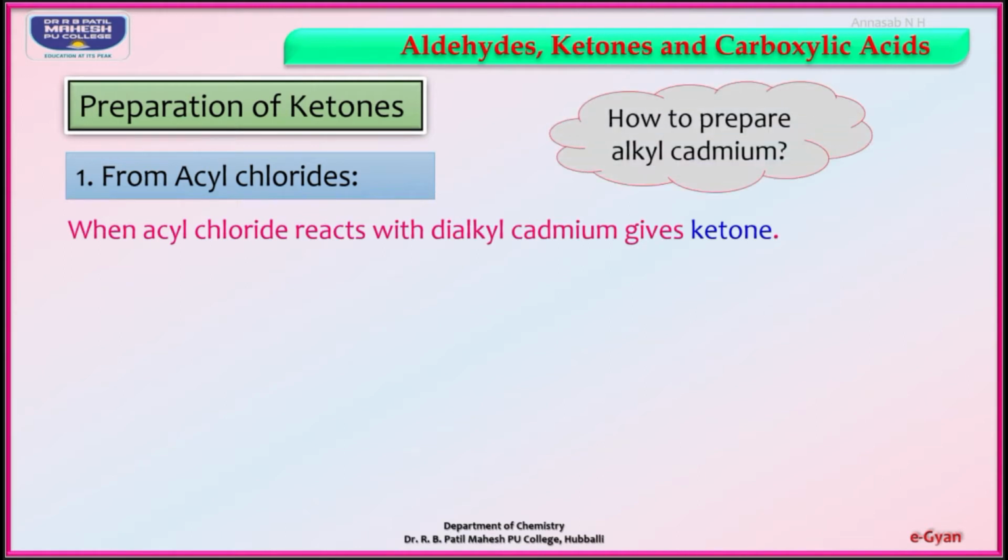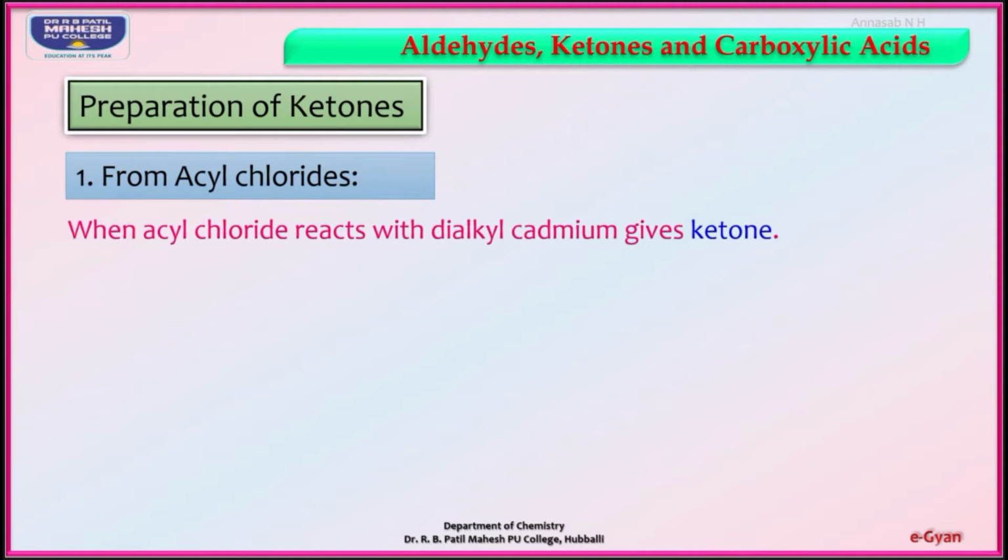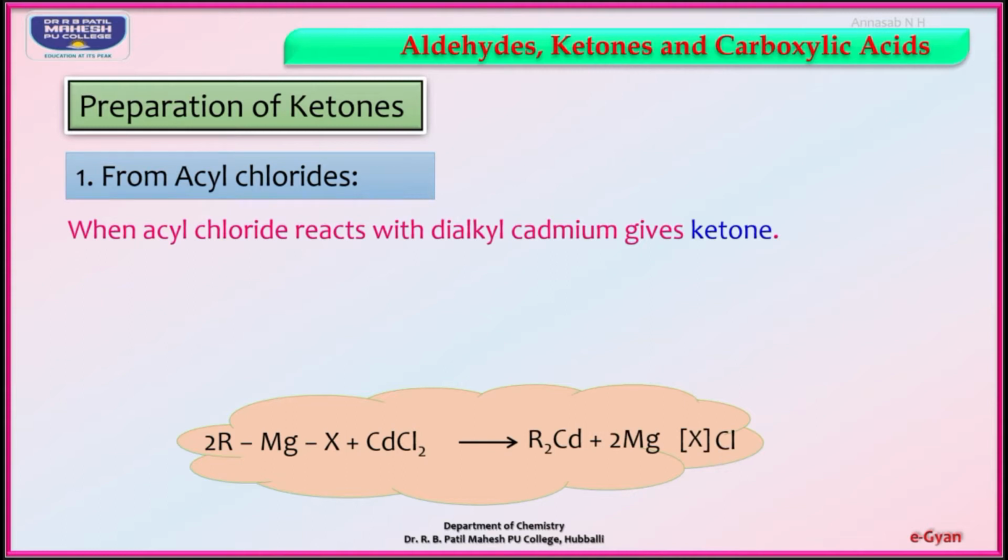How to prepare dialkyl cadmium? It is a simple process. When Grignard reagent reacts with cadmium chloride, it gives dialkyl cadmium. You can see here Grignard reagent RMgX that reacts with CdCl2. The two alkyl groups are now bound to cadmium.